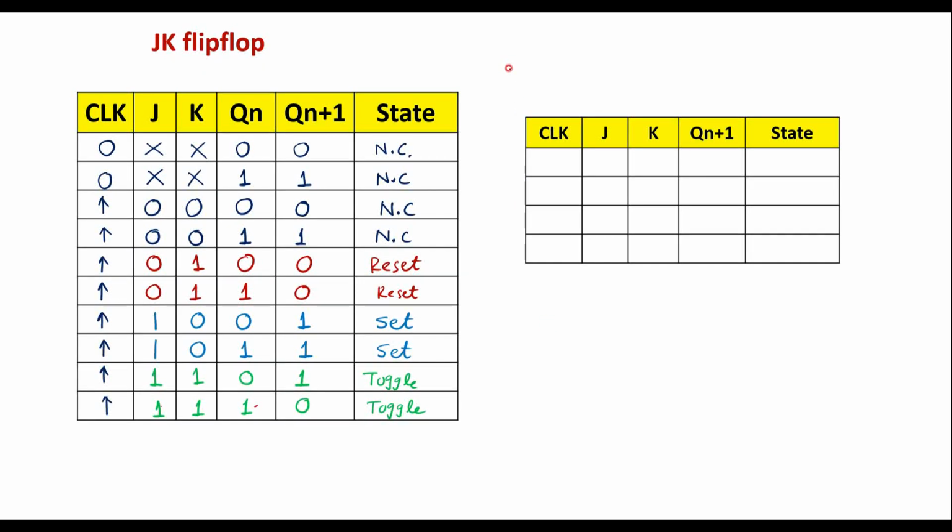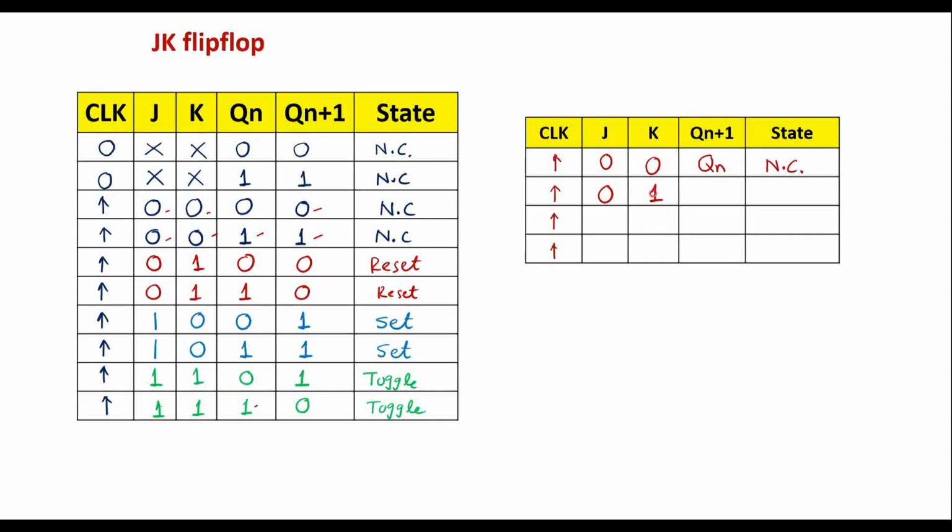So in short, the truth table of JK flip-flop can be written as, I will consider only positive edges of the clock. So when J is 0, K is 0. Here we can see that when J is 0, K is 0. So Qn plus 1 is same as Qn. It is 0, here it is 0, here it is 1, here it is 1. So Qn plus 1 will be same as Qn, that is nothing but no change.